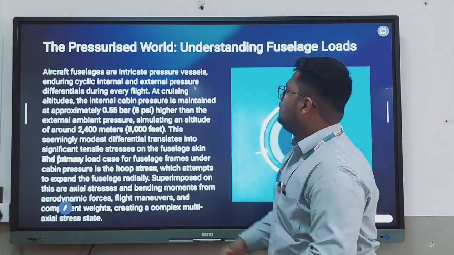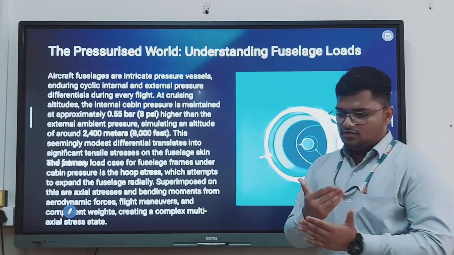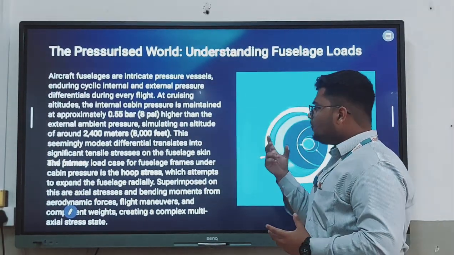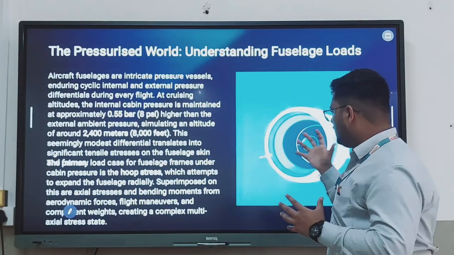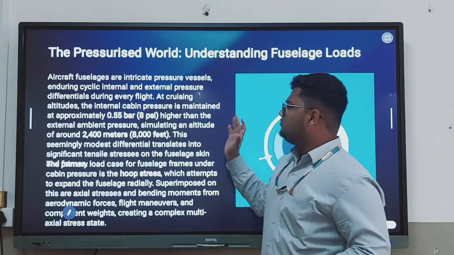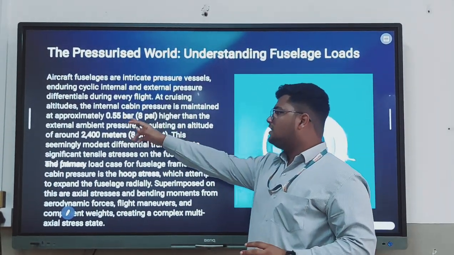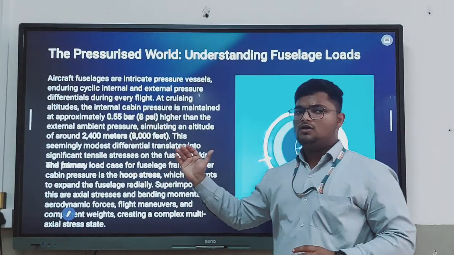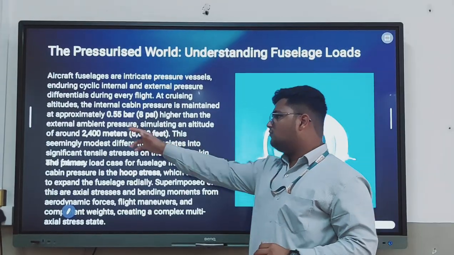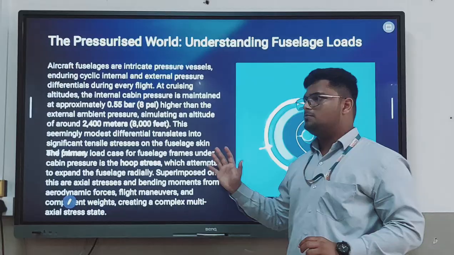So the pressurized world. What is the stress that a cabin or a fuselage experiences? The fuselage maintains, during a flight, approximately 0.55 bar pressure, that is 8 psi, which is higher than our external ambient pressure at an altitude of around 2400 meters.